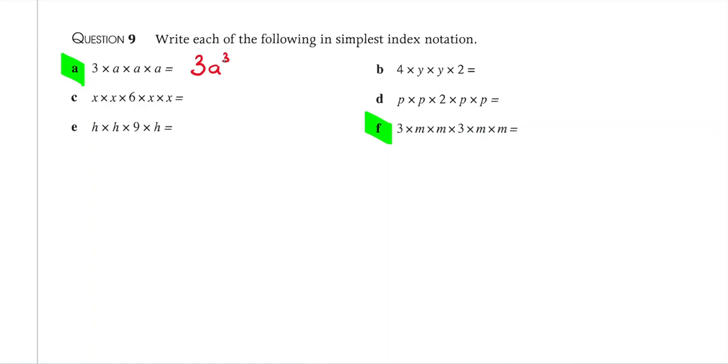Okay, let's look at F. I went to the hard one down here. The big numbers, let's multiply those. So 3 times 3 is 9. And then all those M's, I want to collect them up. So I count how many there are. 1, 2, 3, 4, which means I will have a power of 4 on that. So that only happens when the letters are the same and you're multiplying. Never ever do it when you're adding.